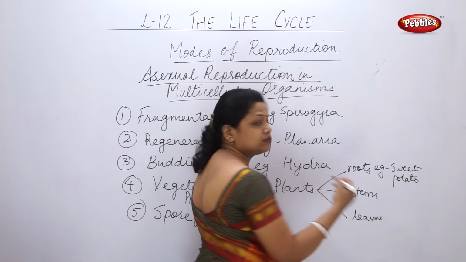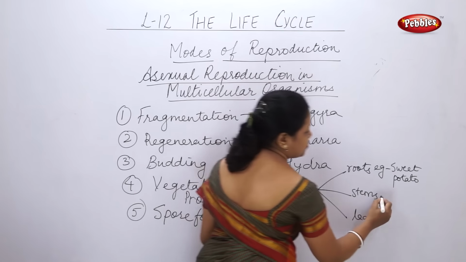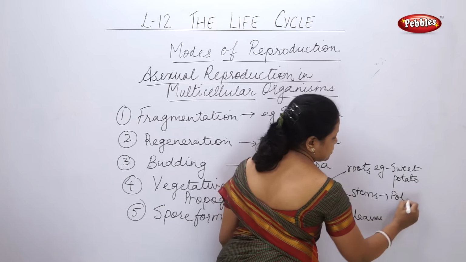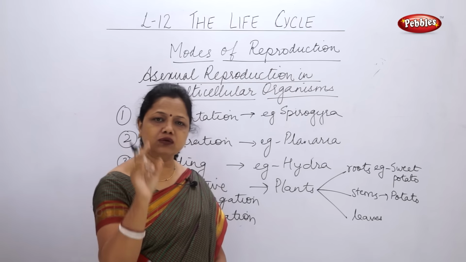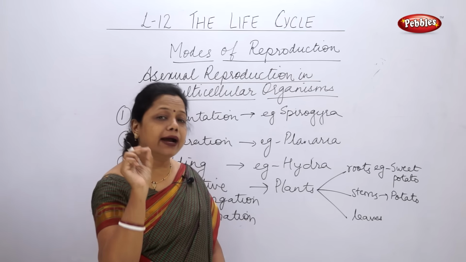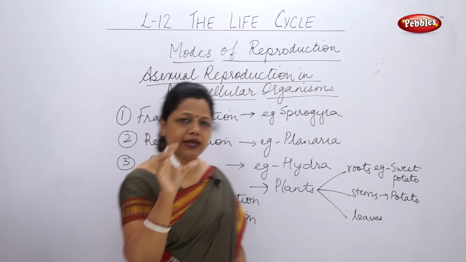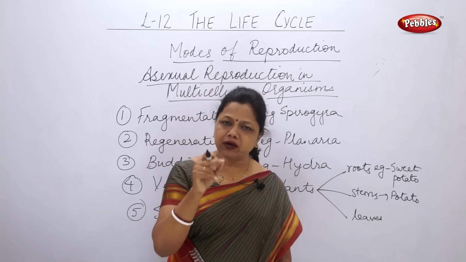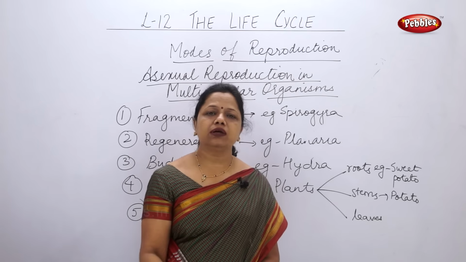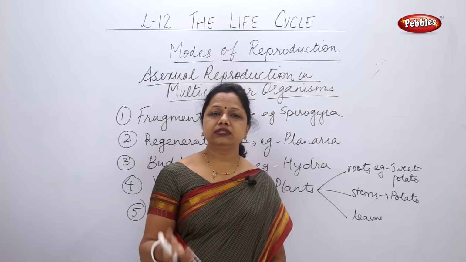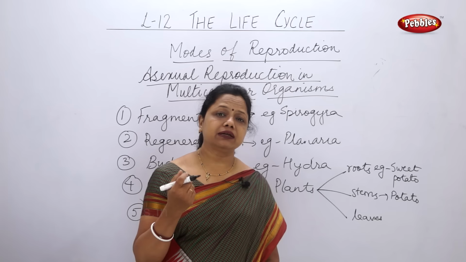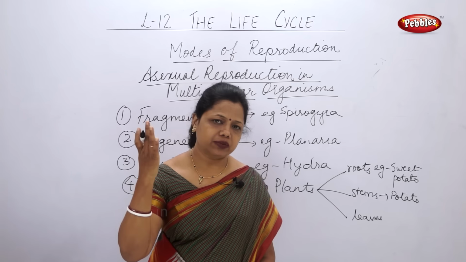Plants can grow from stems. I gave you the example of potato, which is the underground part. Potatoes have buds or eyes on it, and if you take a piece of potato with one bud on it and keep it inside the soil, water it for some days, you will see that some green plants have started coming, leaves have started coming out from that.